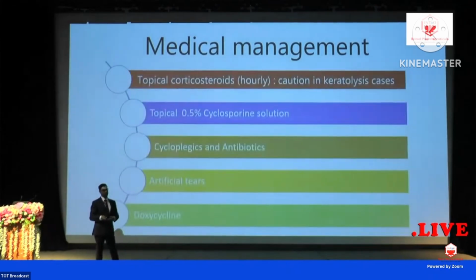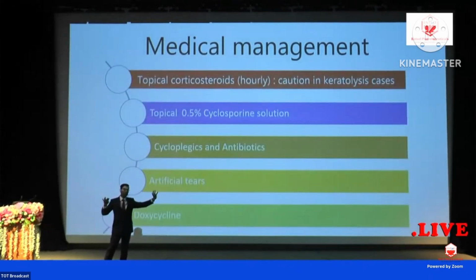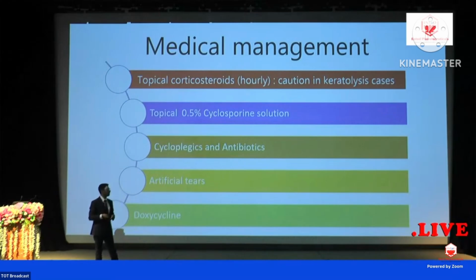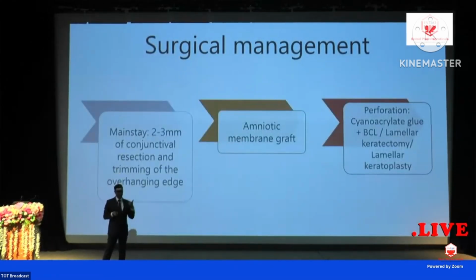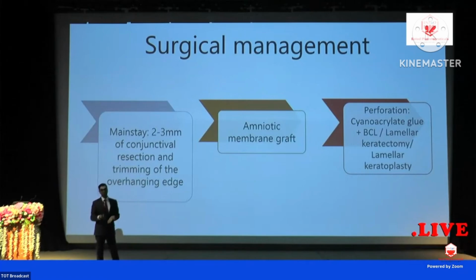Management of PUK has two pillars. Number one is immunosuppression, for which you can use topical corticosteroids. Along with this, you can add cycloplegics and antibiotics. And surgical management entails, the mainstay being conjunctival resection and trimming of the overhanging edge. You can go for an amniotic membrane graft, or if you suspect an impending perforation, a tissue adhesive can be used.